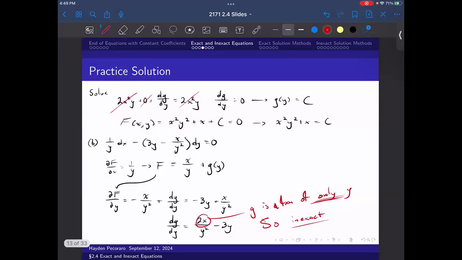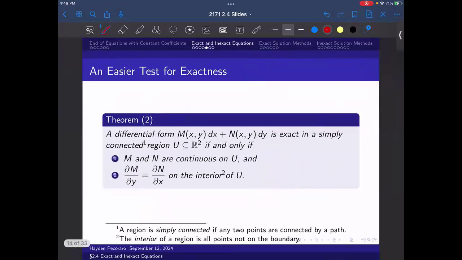So what do we do? That was kind of annoying. I don't want to have to integrate and then take derivatives over and over again and try and equate things, solve other differential equations. It's a hard process. So what can I do to check if something is exact without doing that? Well, I can do this.